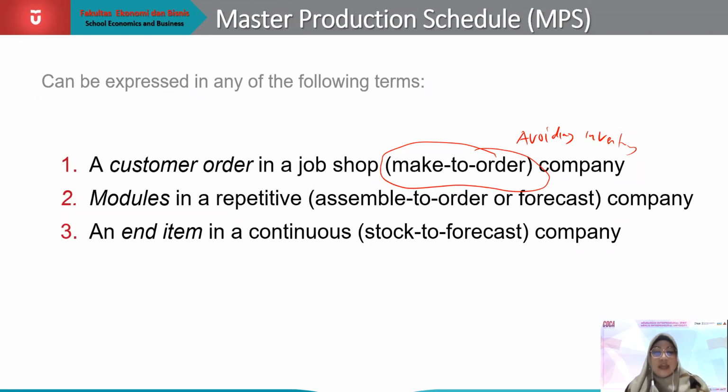And then the second one is assemble to order. If you choose the second technique, it means that you don't want to have a large amount of inventory, but on the other side, you also don't want to make your customer disappointed. One example of this assemble to order practice is in the automotive industry. For example, Toyota or Honda usually use this assemble to order.